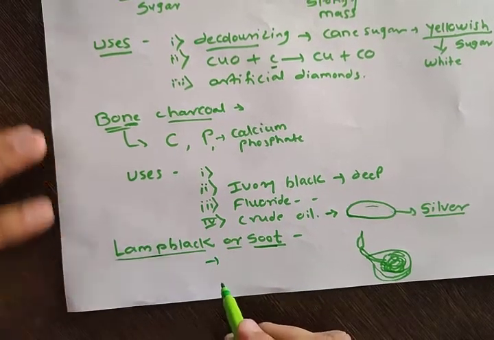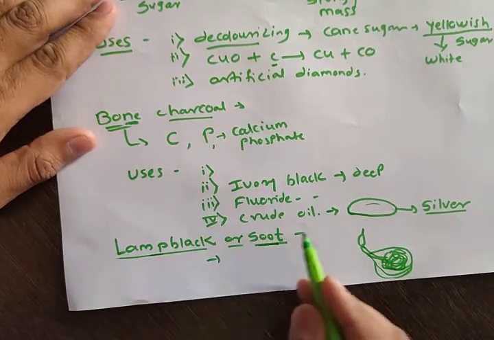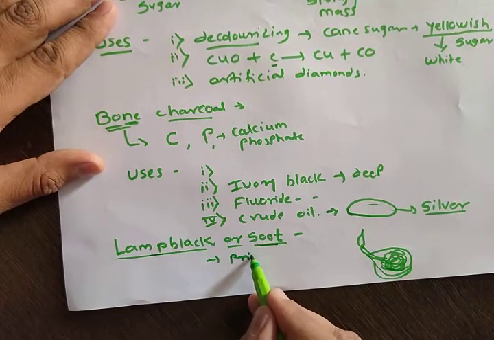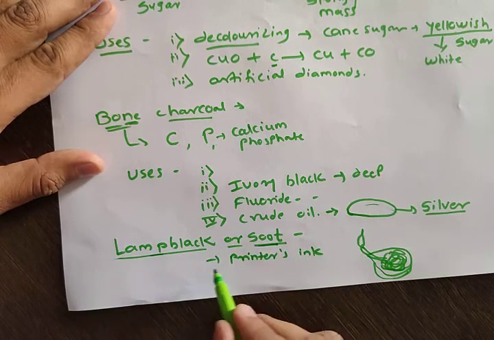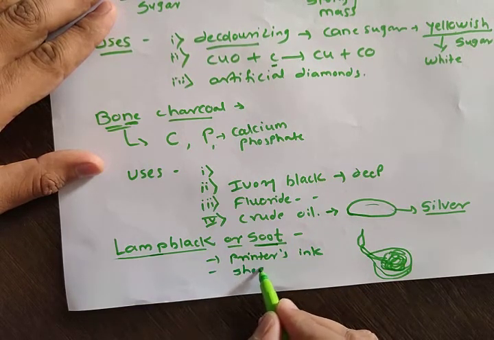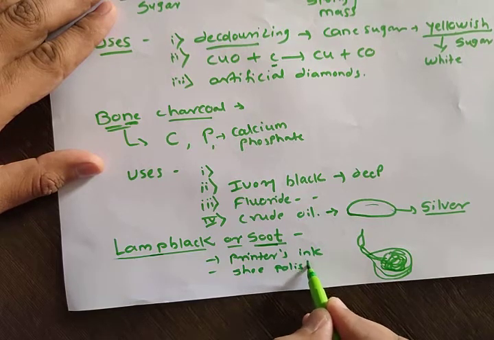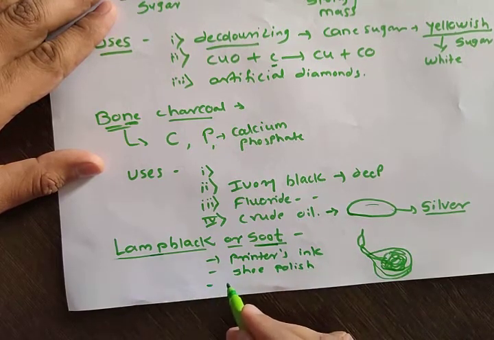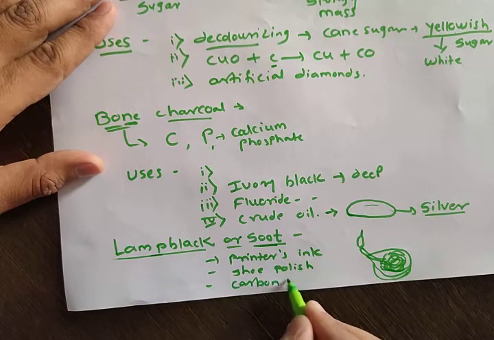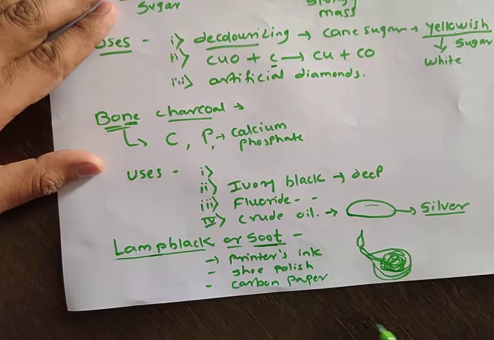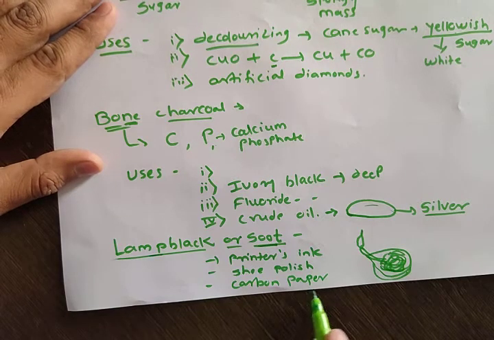Just now I told, for making of a kajal. Then it is also used in printer's ink. Then shoe polish is also made by this lamp black. Then carbon paper, all of you know carbon paper, you must have used that. Carbon papers are also made by using this lamp black.